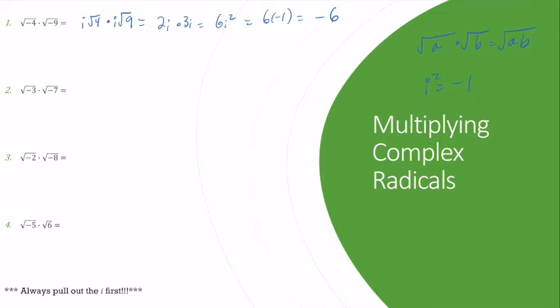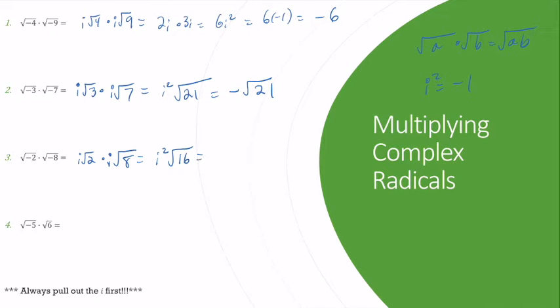Let's try that again. If I have the square root of -3 times the square root of -7, that's i square root of 3 times i square root of 7, which gives us i squared square root of 21, so negative square root of 21. If I have the square root of -2 times the square root of -8, that's going to give me i square root of 2 times i square root of 8. That gives me i squared square root of 16. So my answer is going to be -1 times 4, which is -4.